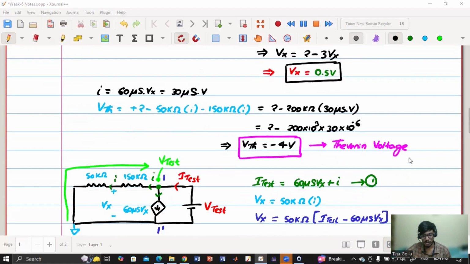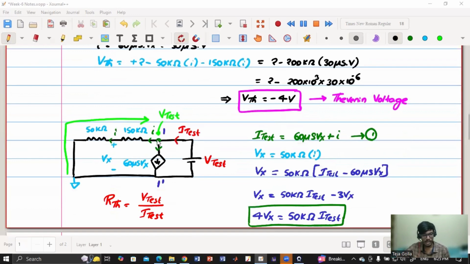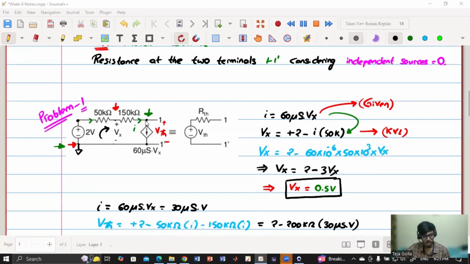So that completes our first part, which is the Thevenin voltage. Now for the second part, I have to find the resistance across these two terminals. But how will I find the resistance across these two terminals? There is a current source, right? I will not know what the value of the resistance is.